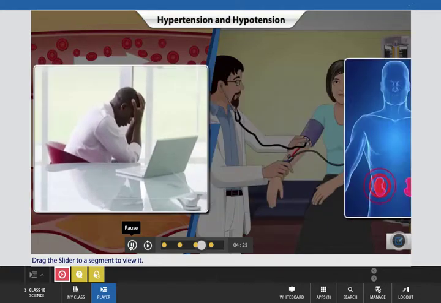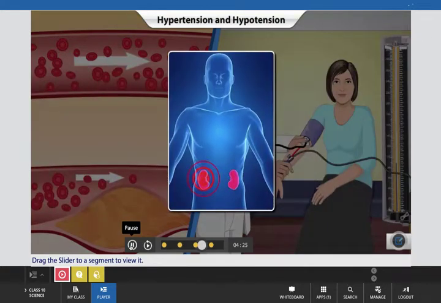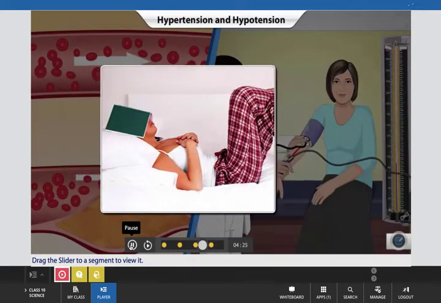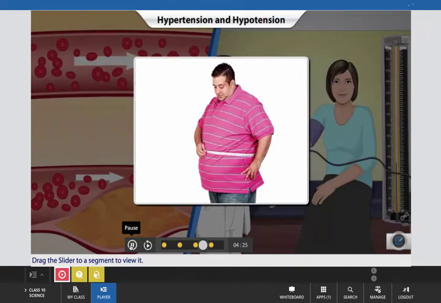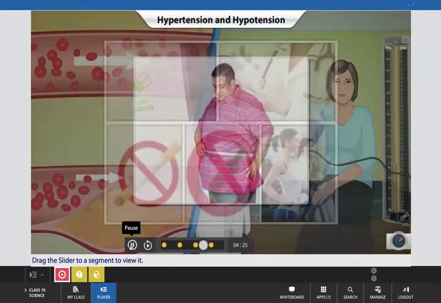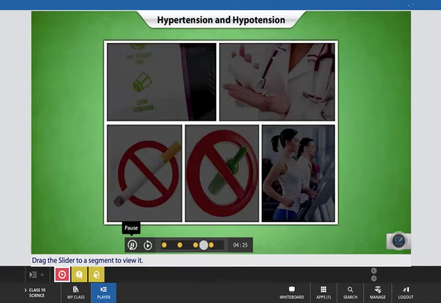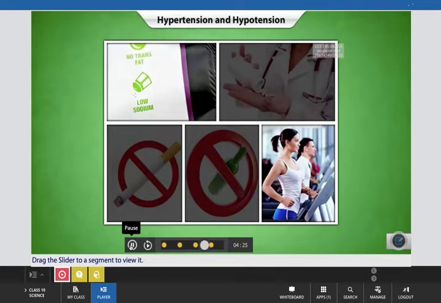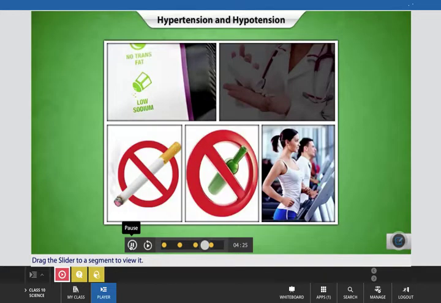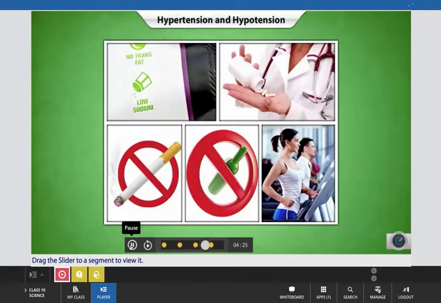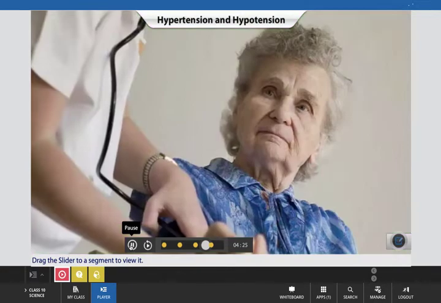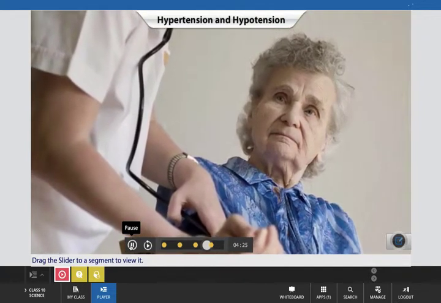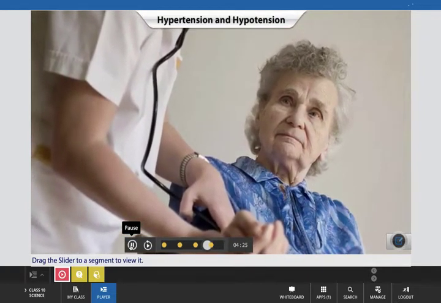Prolonged stress and depression, improper functioning of kidneys, smoking, alcohol consumption, physical inactivity, and obesity can also cause hypertension. Hypertension can be controlled through a low sodium diet, regular exercise, avoiding smoking and alcohol consumption, and appropriate medication. It is advisable for people above the age of 45 to get their blood pressure checked twice a year.